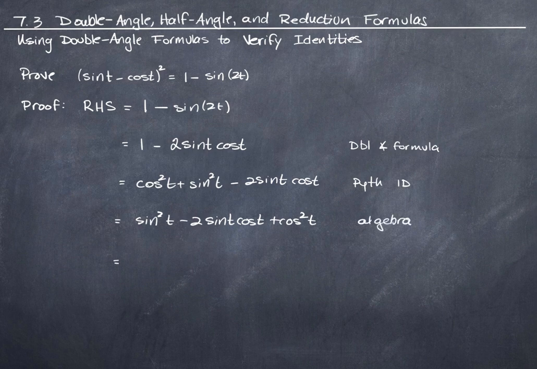And then I know, because I know algebra so well, that that factors as the sine of t minus the cosine of t, squared. And that is also algebra, but it's also our left-hand side. So now I can write equals left-hand side. So this proof can be done in either direction, right? It was a lot easier to see in the left-hand side first direction than it was in the right-hand side direction.